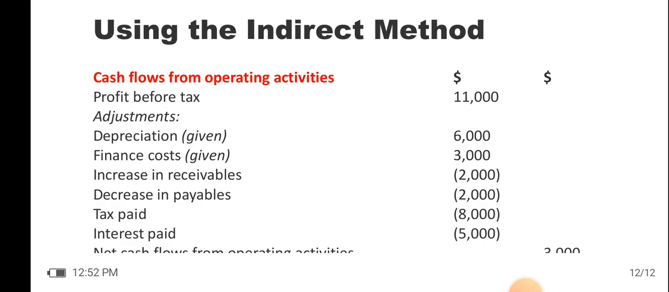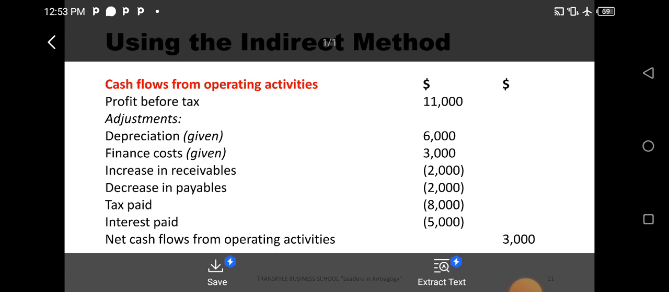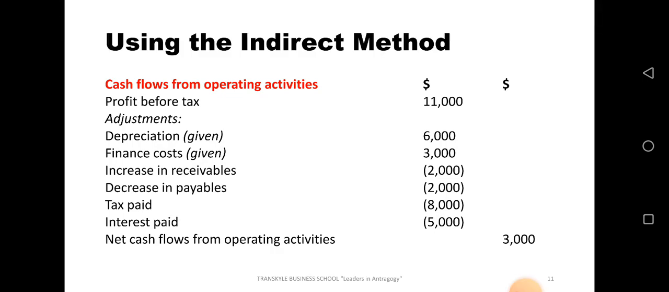Then increase in receivables. Like I said, increase in receivables are going to be considered as an outflow. Okay, it's money getting out of the business. Why? Because it is being held by the customers. They are not paying us the money. It's our money that is being held in their hands. So it's an outflow to us. Decrease in payables. As payables are decreasing, it means that we are repaying suppliers. So therefore, it's an outflow.